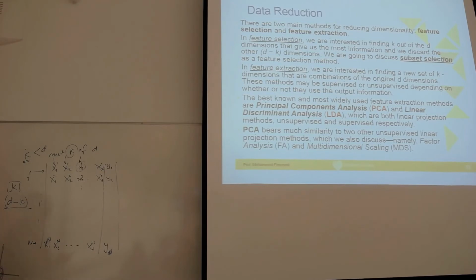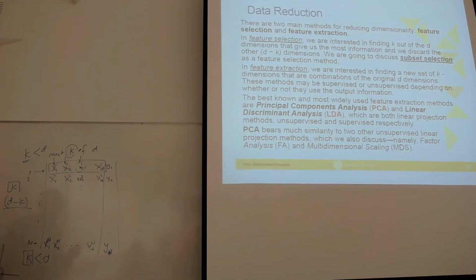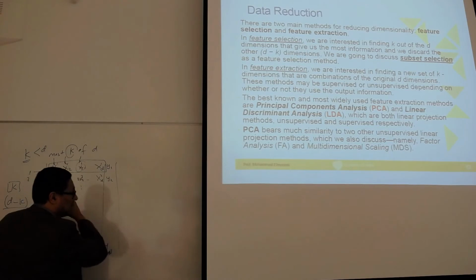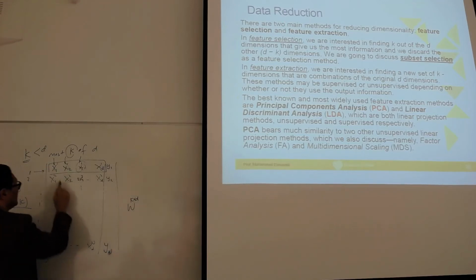The second method, which is very famous, is called feature extraction. In feature extraction, we are also looking for K dimensions, which is less than D, but we don't actually throw away any of those dimensions. We make some linear projection for this data. For example, here we have D elements. If we multiply this by another vector in the linear projection, for example W, where W is K times D, and then we multiply this D dimensions.